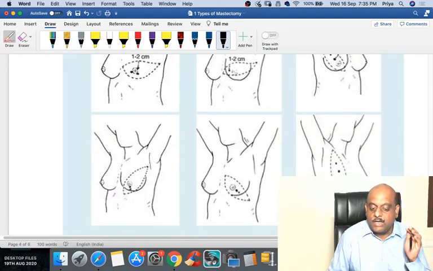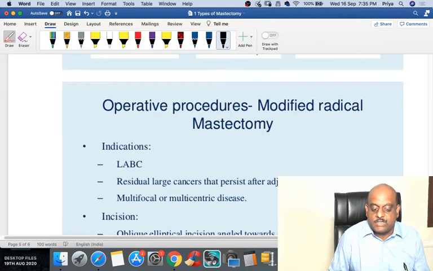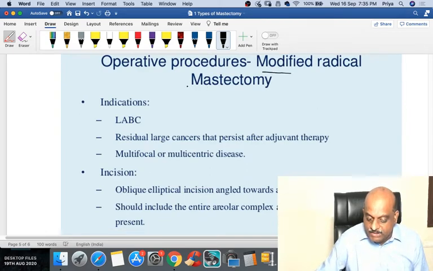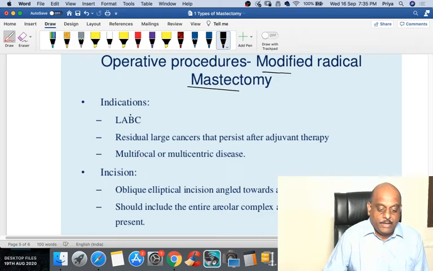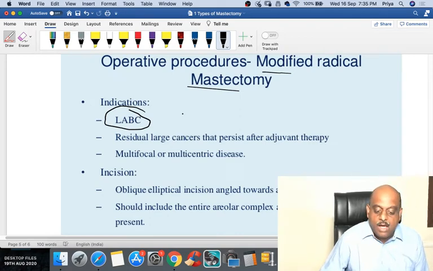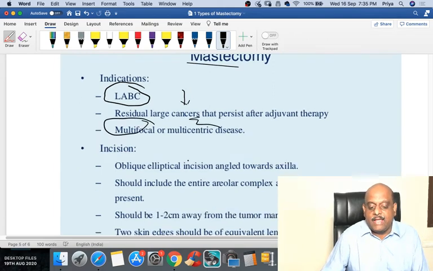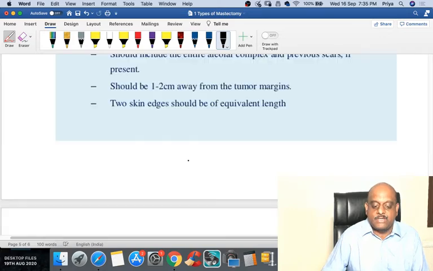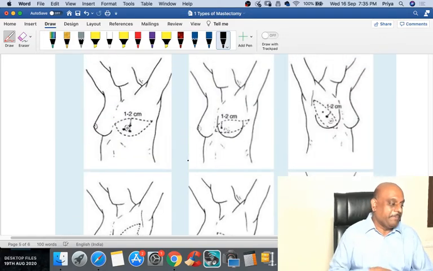So this is the typical simple mastectomy that you need to remember. Then modified radical mastectomy. Any locally aggressive breast cancer or a residual large cancer which is persisting after adjuvant therapy or a multifocal multicentric disease is an indication for modified radical mastectomy is what you need to remember.